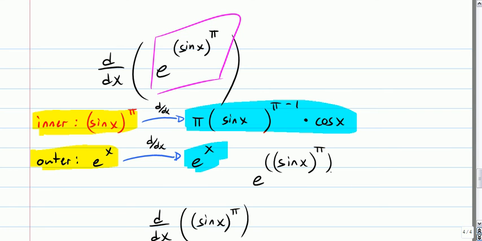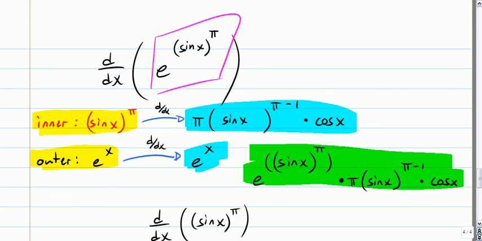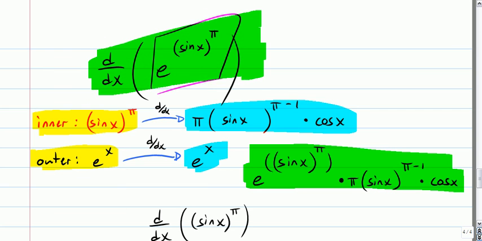So there you go. The derivative of the outer evaluated at the inner times, and this is where a bunch of legwork went in, the derivative of the inner: pi times sine x to the pi minus 1 times cosine x. And we did it. We got it. That right there is the derivative of this. So that was chain rule twice, only because you had a composition of 3 functions.